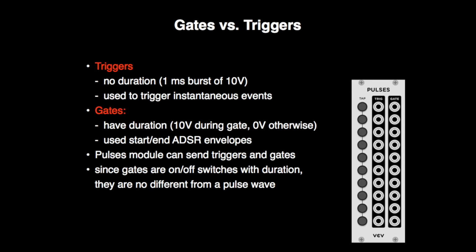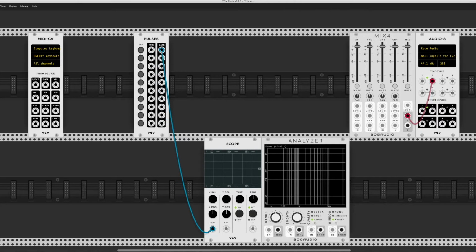Gates, on the other hand, do have duration. They're 10 volts just like the triggers, except they're going to be sustained for as long as I hold this button down. So if I switch over to the gate output, now as long as I hold that button, that gate will be sustained. And when I let go, we go back down to 0 volts. So here's a gate, it's sustaining, stop, I let go. Here's another one, stop, another stop. So as long as I'm holding that tap button down, that gate's going to be sustained and it will have this longer duration.